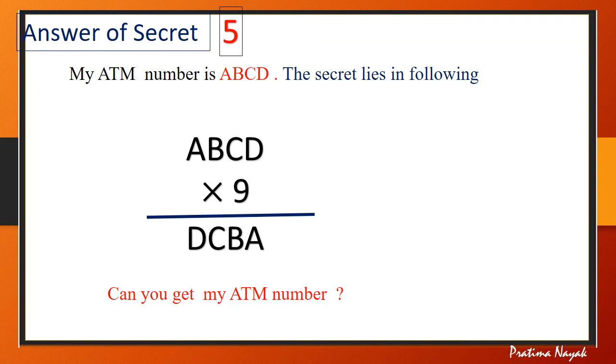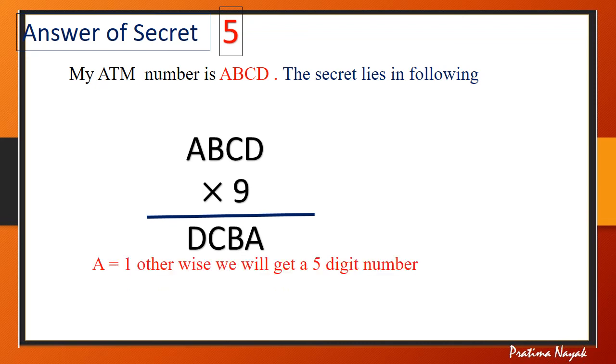Next is the answer of secret 5. ATM number is ABCD again, but the secret is this. ABCD multiplied by 9, we are getting DCBA. Reversed.